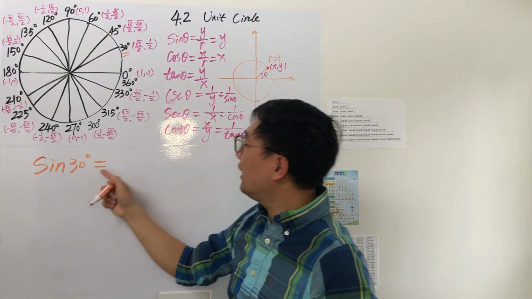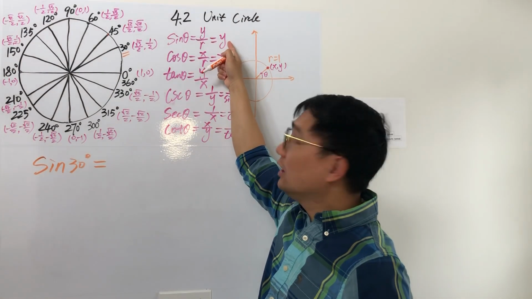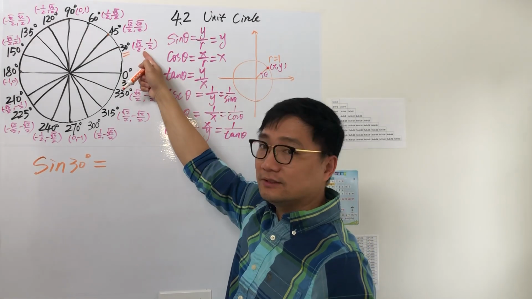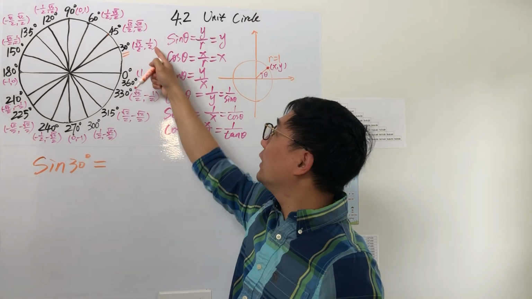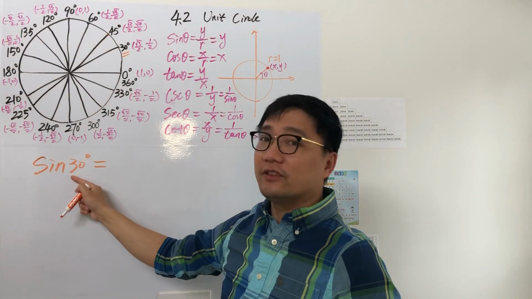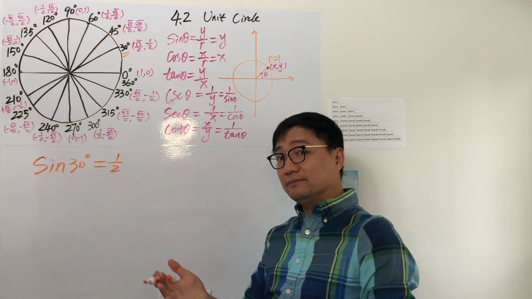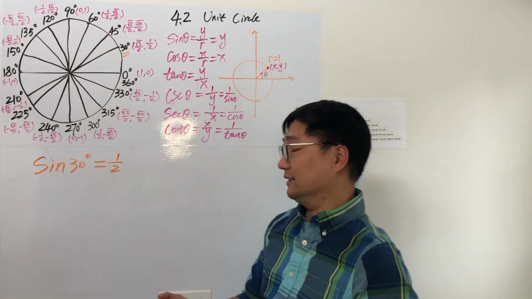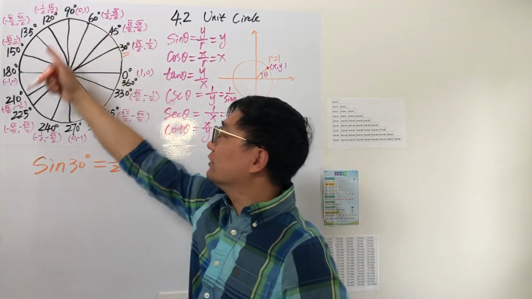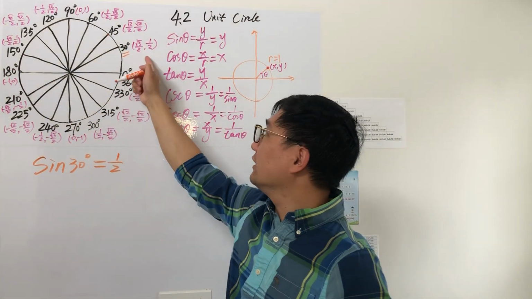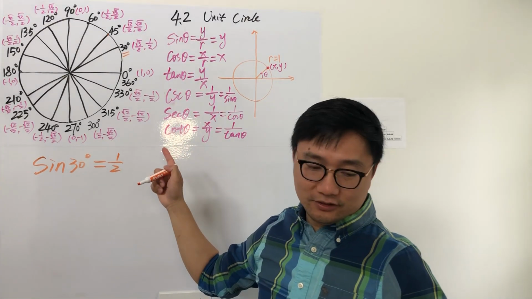Based on the definition, sine is the y coordinate. So based on x and y, what is the y coordinate? You will see the y coordinate is 1/2. That's why sine 30 degrees is 1/2. Easy, right? Yes, absolutely easy. So just find where the degree is on the unit circle, find the coordinates, and based on the definition, find the value of the trig function.